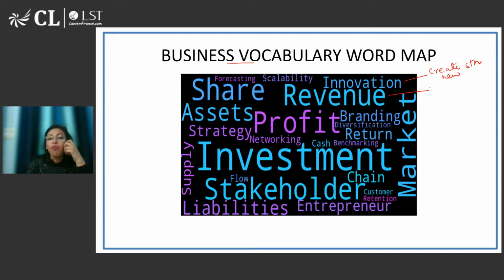Revenue is the money that you earn or the money that comes in. That is called revenue. Branding is how you position your name. So branding essentially is a name and the status that comes with that name. That is a brand. That is branding.